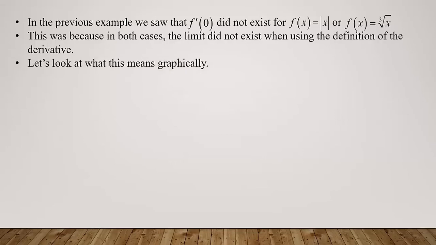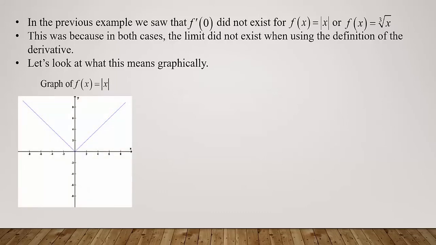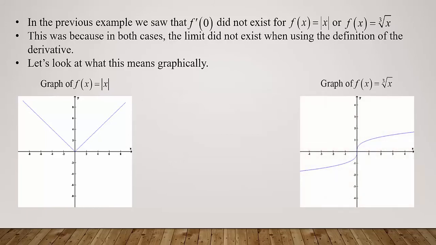I did have the graphs up on the board, but now I want to talk more about what that means graphically. So here's the graph of f of x equals absolute value of x, and there's the graph of f of x equals the cube root of x. Now let's look at each of those graphs at x equals 0. Notice on the graph of absolute value of x at x equals 0, the graph has a corner there, or we could say it's making a sharp turn.